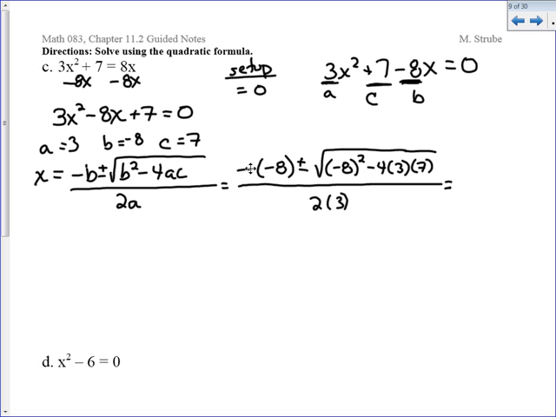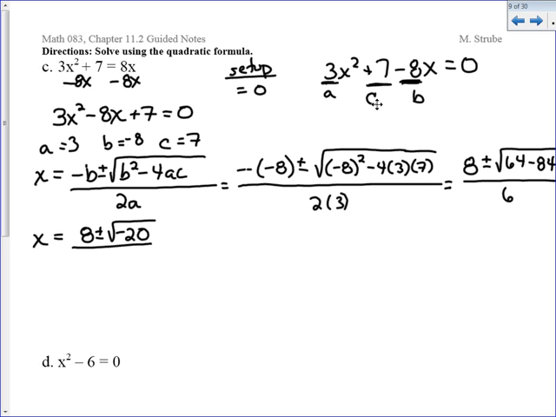So again, I have a negative and then another negative on that first term, which means it turns to positive 8, plus or minus the square root. Negative 8 squared is 64. That first term under your radicand should always be positive if you're doing this with two terms. And then negative 4 times 3 times 7. That tells you what sign and what number come next. So negative 4 times 3 times 7 is negative 84. So 64 minus 84, all over 2 times 3, 6. So we're looking at 8 plus or minus the square root of negative 20, over 6.